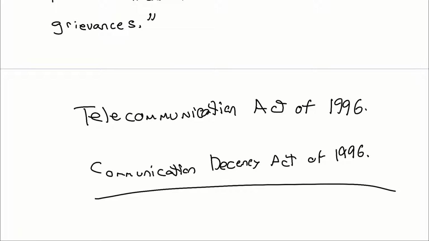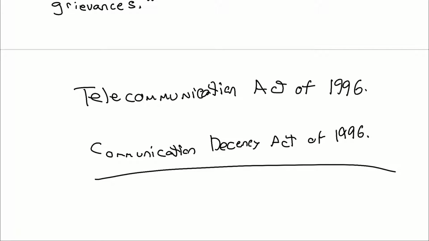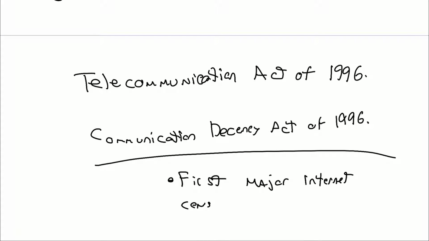Next, we had the Communications Decency Act of 1996. And this was the first major internet censorship law, okay? So this was from the same year as the other one, but this one was aimed at controlling what was on the internet. Now, if any of you were alive during this time, and I was, the internet was essentially the Wild West. And I think partially still is today, but a little bit less than it was back then.